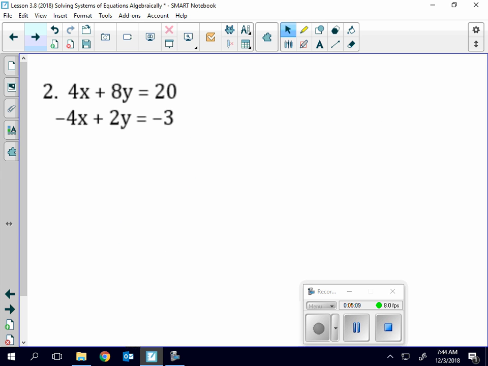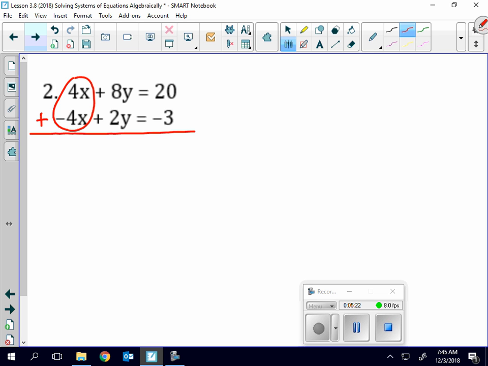All right, number 2. We are going to solve this the same way. Okay, notice how the x's are nice and lined up here, and they're going to end up canceling out if I just add these two up. It's already set up for us to eliminate. Okay, so when I add this up, I get 0x, and then I'll get 8y and 2y is 10y, equals 20 minus 3 is 17. Some people like when I say it 20 plus a negative 3, same thing. Okay, and let's see, I'll divide.